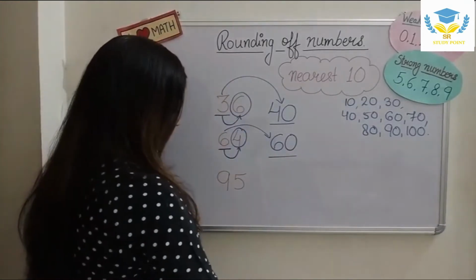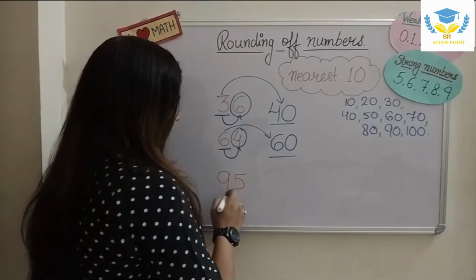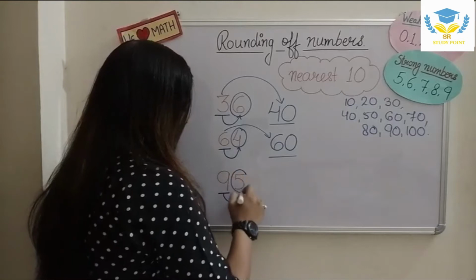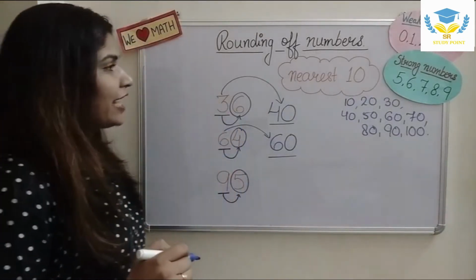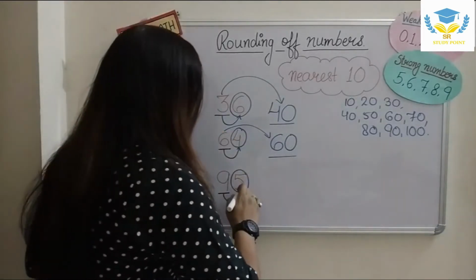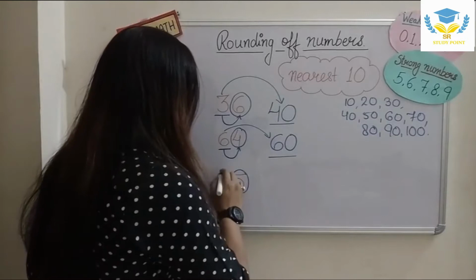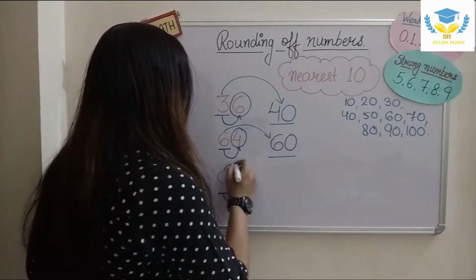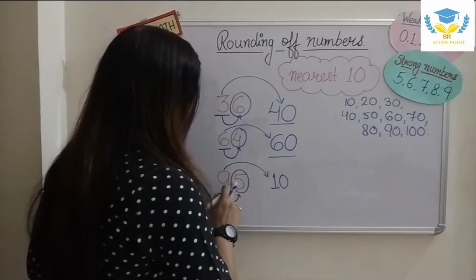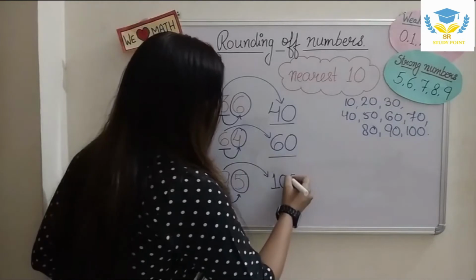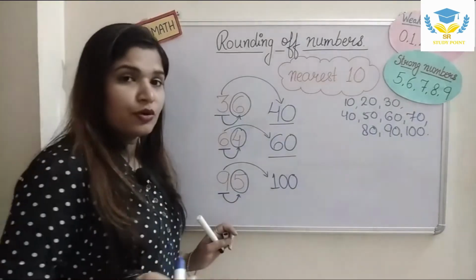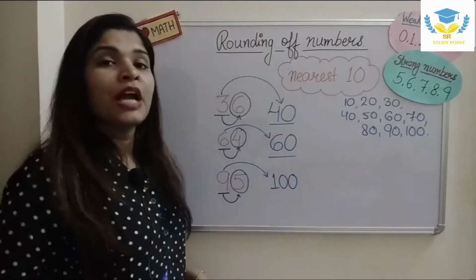Next number, 95. 95, and 9 is at the tens place, and this we are going to circle. And 5 belongs to which category, children? Yes, it's a strong number again. So 5 is going to push 9 to the next number. The next number is 10. Very nice. And in place of 5, we are going to write down one more 0. So 95, if we round off to the nearest 10, it will become 100.